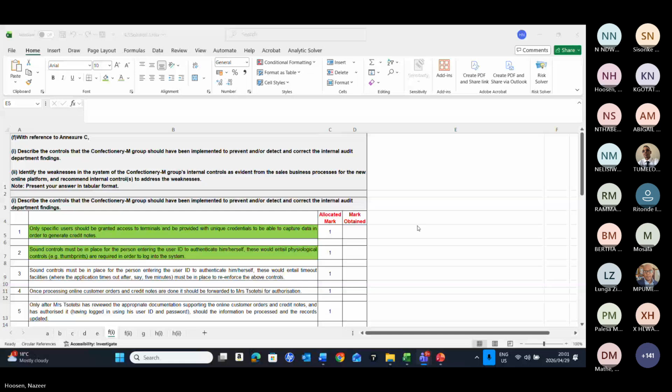So, for these computer controls, list a few more easy marks. The password should be unique, containing characters, symbols, capitals.